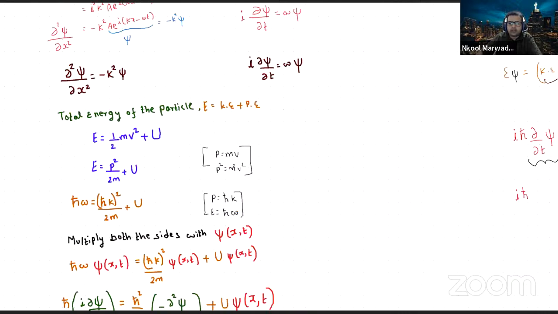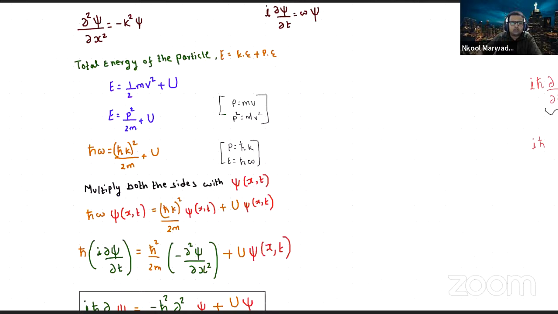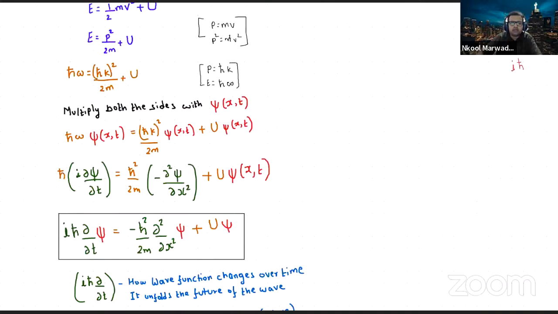It will take hardly 5 minutes. We can revise. So till here we got. Now see what I did. I multiplied both sides with the wave function. In this step, I multiplied both the sides with the wave function.